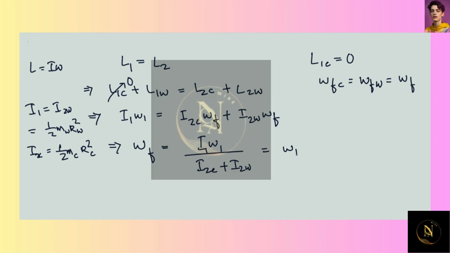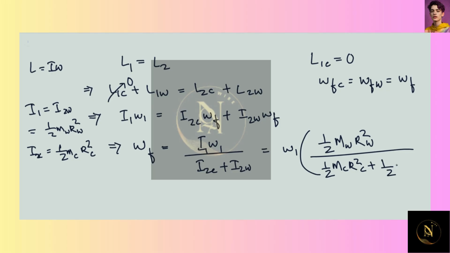So we get omega 1 times half the mass of the wheel times the radius of the wheel squared, over half the mass of the clay times the square of the radius of the clay plus half mw times rw squared. Now we are given the radius of the wheel to be 0.2 meter.